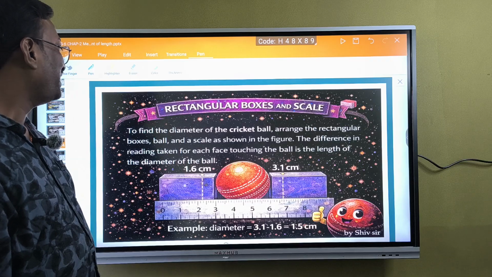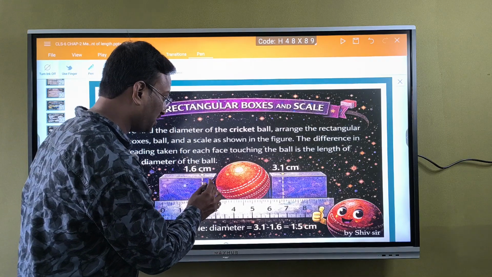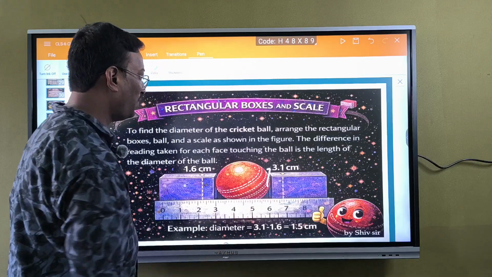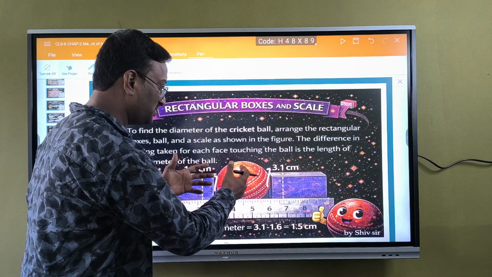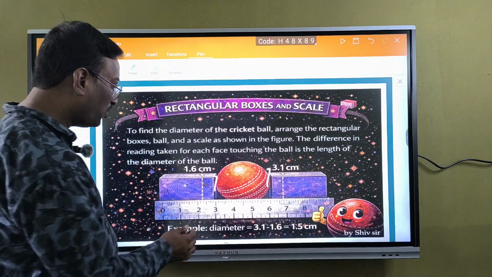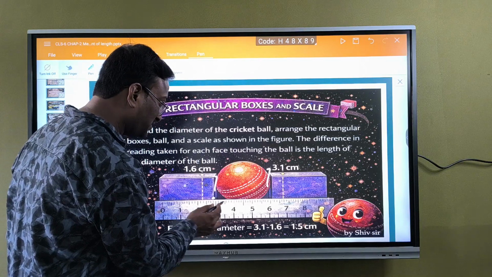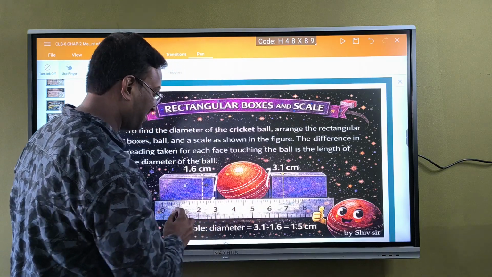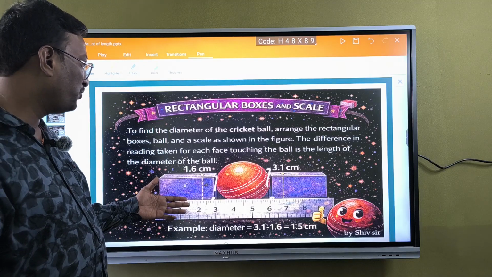Arrange the rectangular boxes. Diameter means this end to that end, cricket ball. So what we have to do, you have to arrange the 2 boxes so that you measure from one end to the other end. The distance should be measured here. So we put the scale.